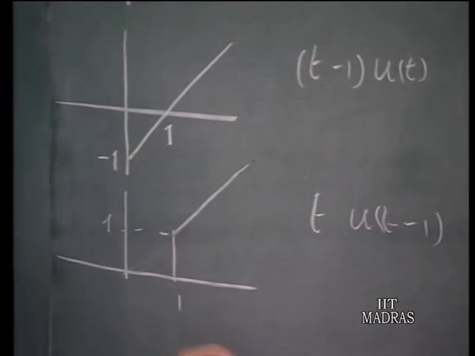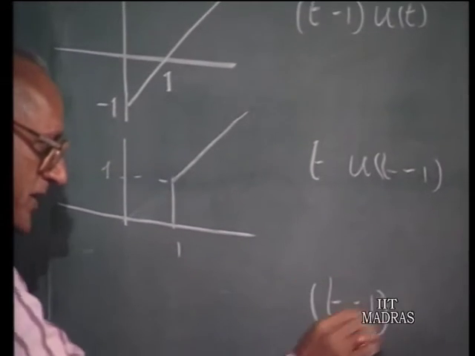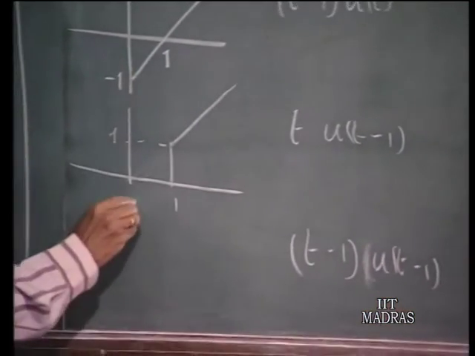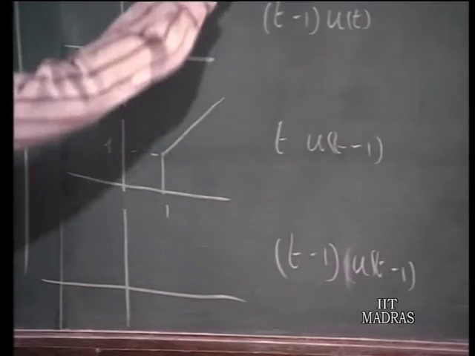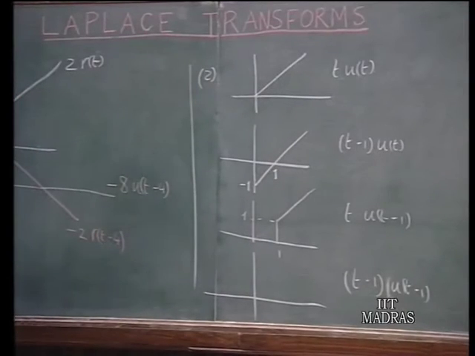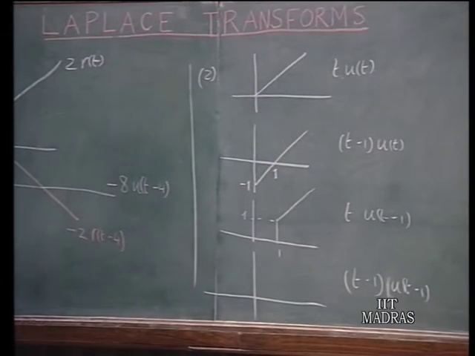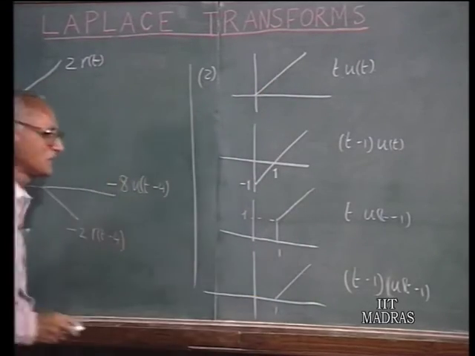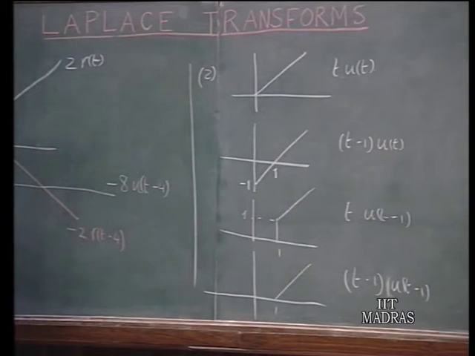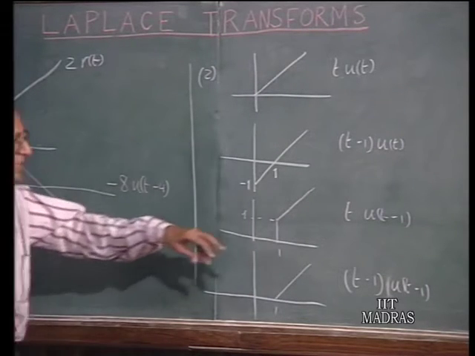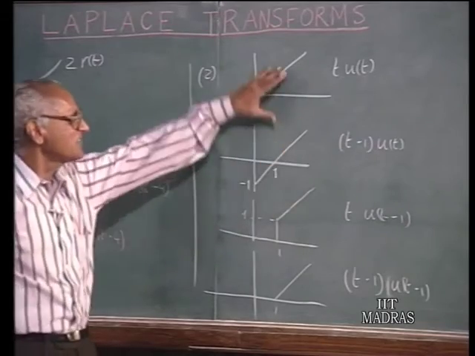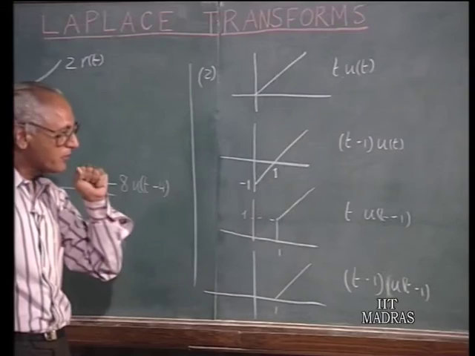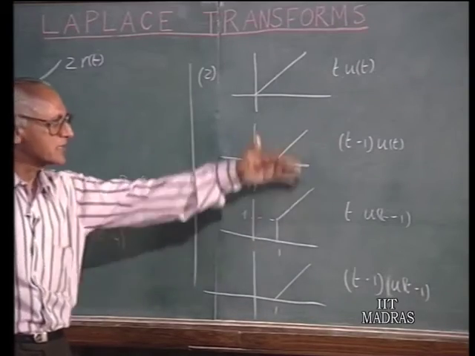On the other hand, if you have t minus 1 u t minus 1, this would be whatever sequence of values this had, it takes 1 second later. Therefore, this is a proper delayed function. The same function is delayed by 1 second. So you see, presumably these are delayed functions, but they are not the delayed functions of this. So we must be careful in distinguishing between the various functions that are covered by these expressions.